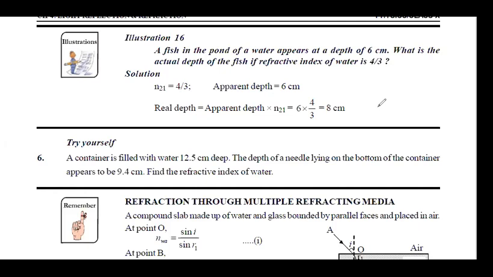See, according to the angle, the height will change. But it won't be more or less as compared to the real height. And I told you, it is real by apparent, always. It is equal to mu. This mu is mu relative. Got it? This mu is mu relative. Got it, everyone? Tell me, got it? Okay, very good.